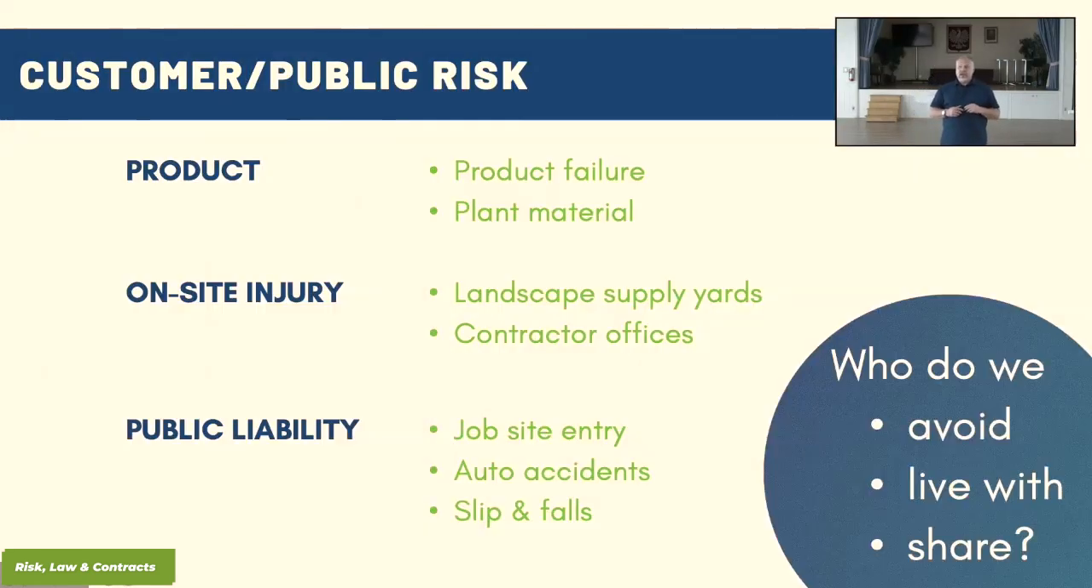So on customer and public risk, the book talks about a product. So does the product failure that can happen? Let's say that a lot of times what we'd see is maybe interlock pavers.